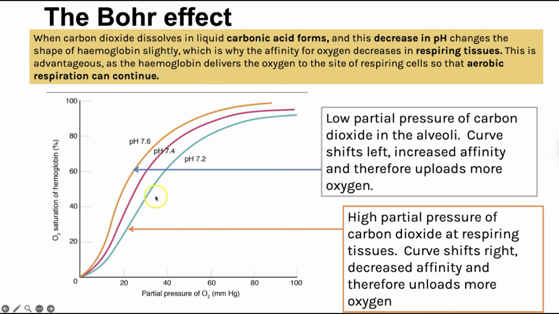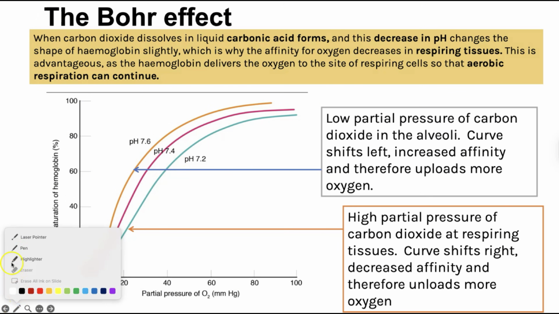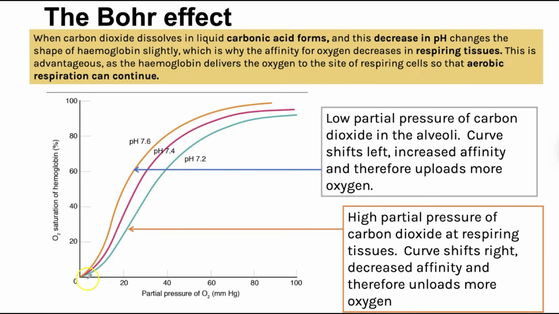And the way we can see this on the graph is, as the pH becomes more acidic, we can see the curve shifts to the right each time. And the best way to consider this in an exam is, at any of the partial pressures, use your ruler, which I don't have right now, and draw a vertical line and read off what the saturation is for that partial pressure.